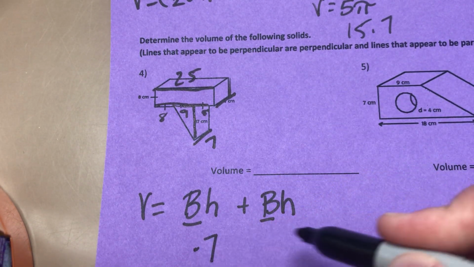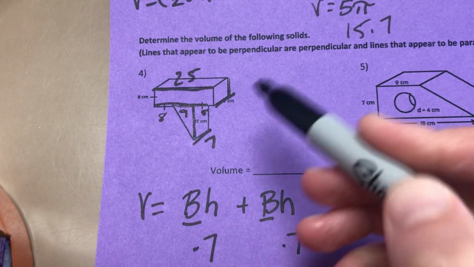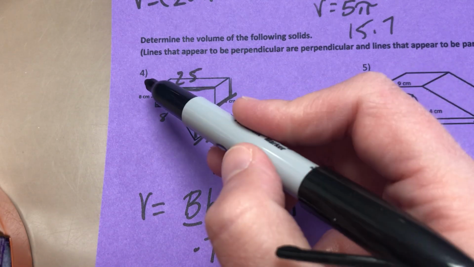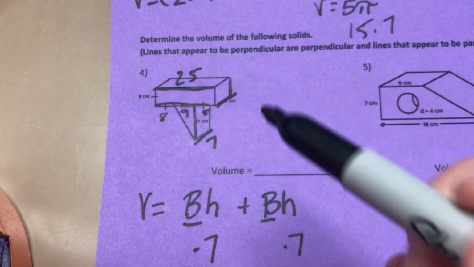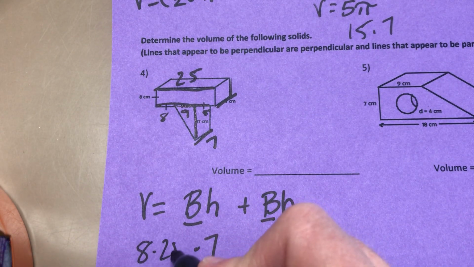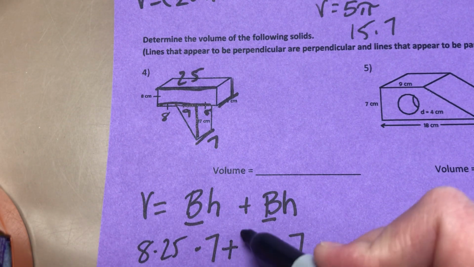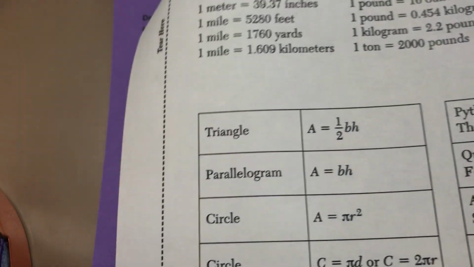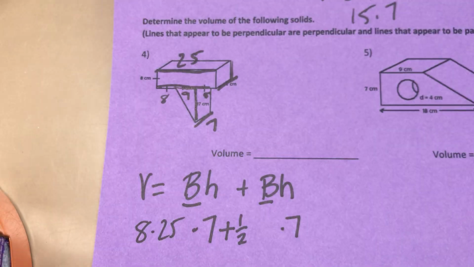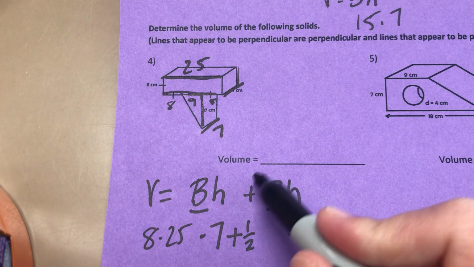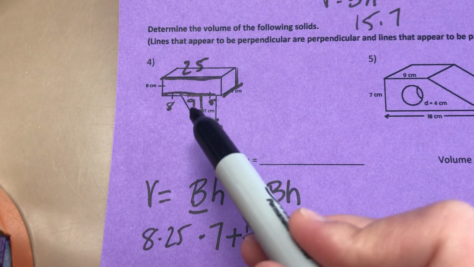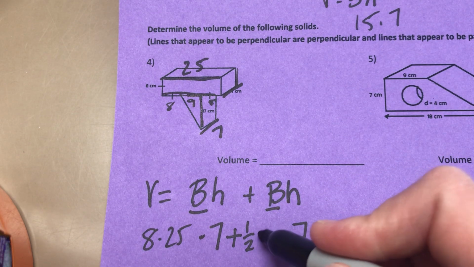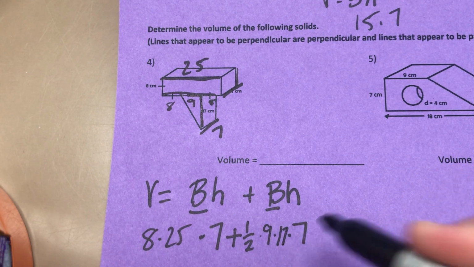So 7 is going to be that height in both cases because the 3-dimensional objects have the same depth. From there, this rectangle has 8 by 25 as its base and height. And then the other shape is a triangle, so I need to do area of a triangle, because remember, when you're dealing with a triangle, your area is 1/2 base times height, and that's what goes in for area of the base. So the base of the triangle is 9, the height of the triangle is 17. So that's where I get those numbers from.